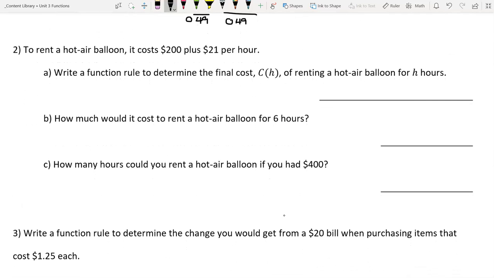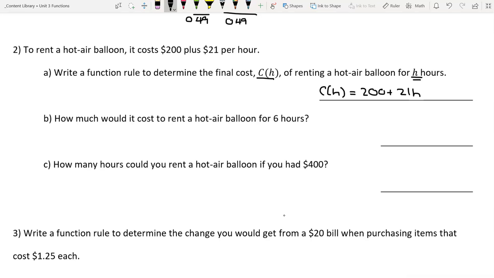To rent a hot air balloon, it costs $200 plus 21 per hour. A lot of you are probably already getting going on this, but you got to put it in function notation. Write a function rule to determine the final cost, C of H. So C of H equals, because final cost equals, of renting a hot air balloon for H hours. So it would be the cost equals, now go to here, 200 plus 21H. A lot of you will get this and then forget to set it equal to, you got to make it look like a function rule. It tells you what to set it equal to. Set it equal to your final cost. Okay?